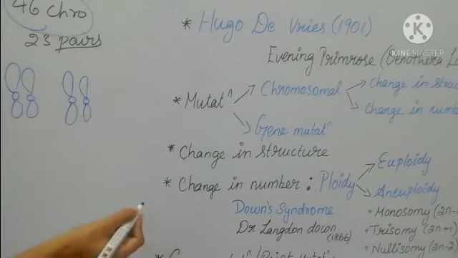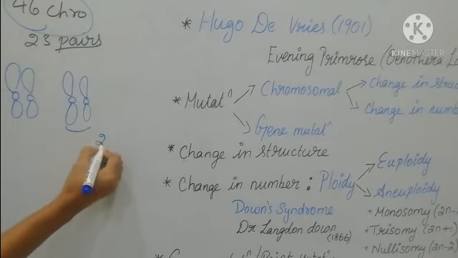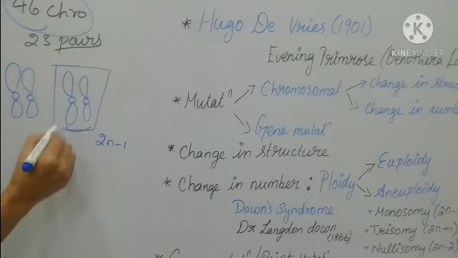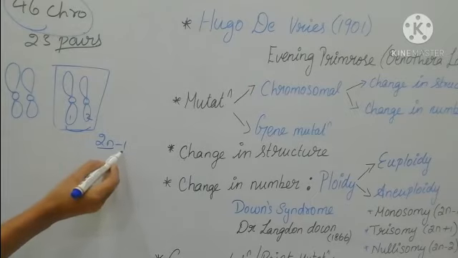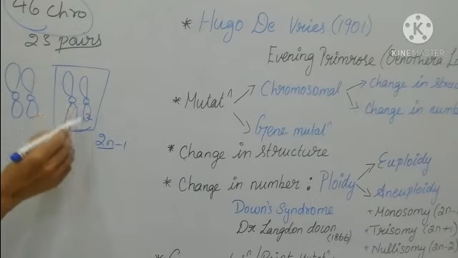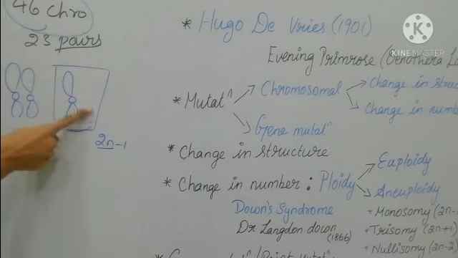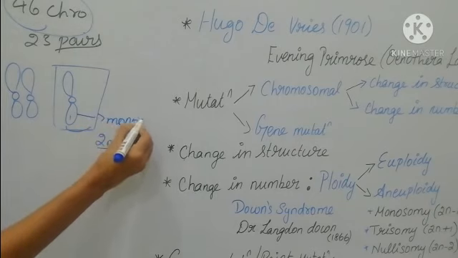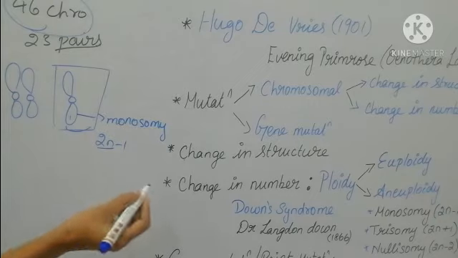The monosomy condition is 2n minus 1. In a set, how many chromosomes will be present? 2 chromosomes, right? That is 2n. 2n minus 1 means that of these 2, 1 chromosome gets deleted. So how many chromosomes are present? Only 1. Hence that stage is known as monosomy. Only one chromosome is present. Then next is trisomy.